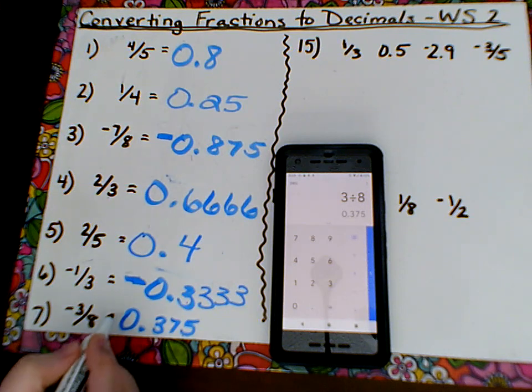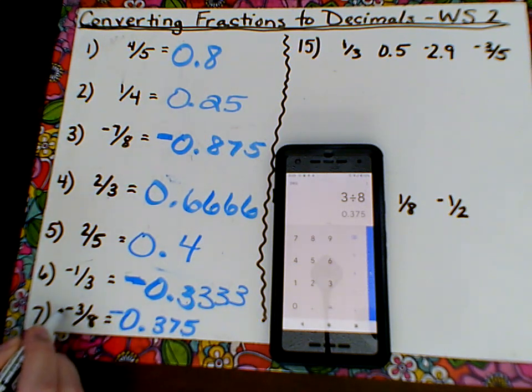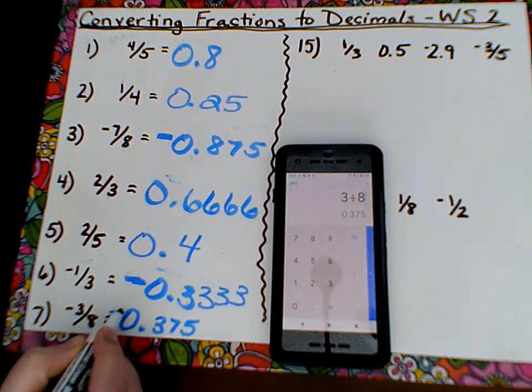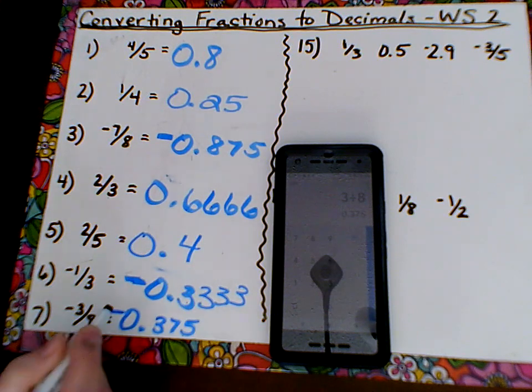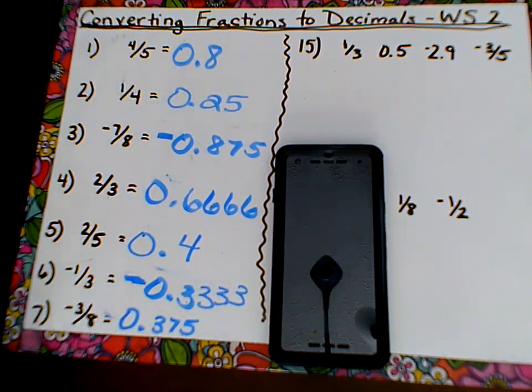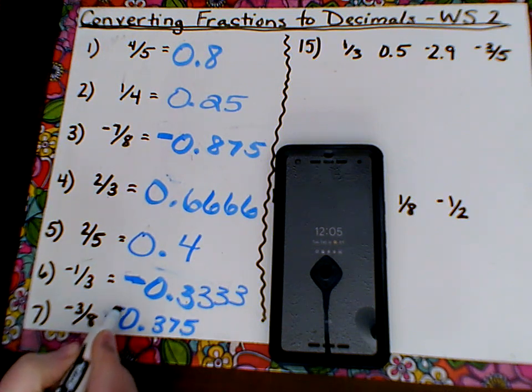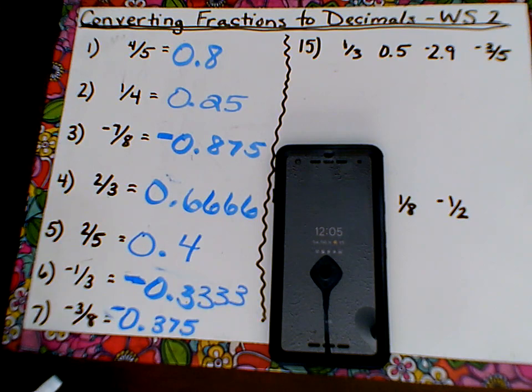So what I forgot was the negative. The negative from right here, -3/8, has to go on my answer. If you write that down as your answer, you're going to miss it. You have to remember to get that negative in front of it. You have to pay attention to the details.